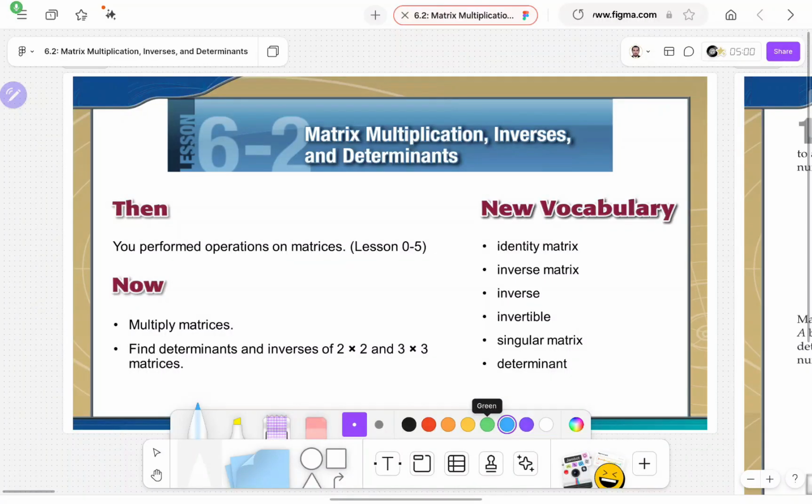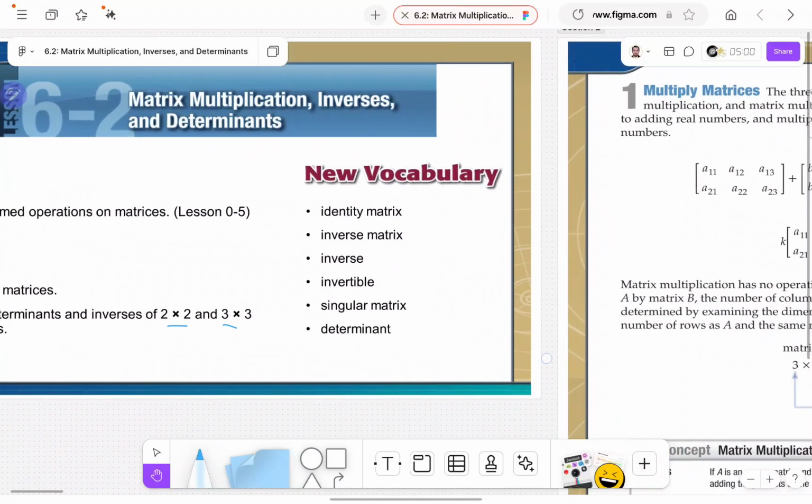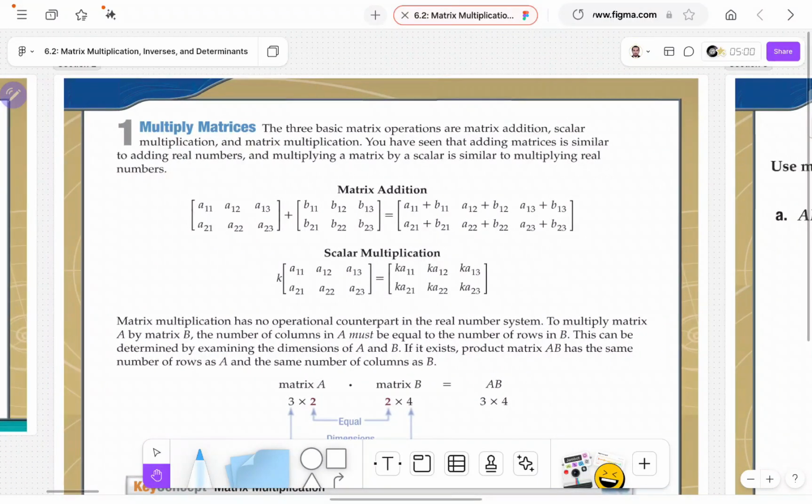Hello everyone, today we're going to start lesson 6.2: matrix multiplication, inverses and determinants. This lesson is an easy lesson. We are going to multiply matrices, then find the determinant and inverse of 2 by 2 and 3 by 3 matrices. Okay, so now let's start with the first one, multiplying matrices.